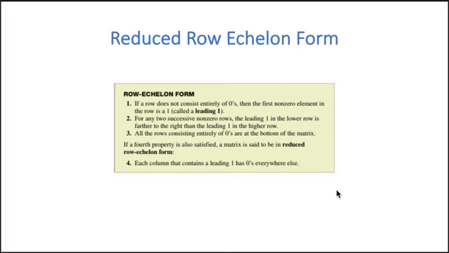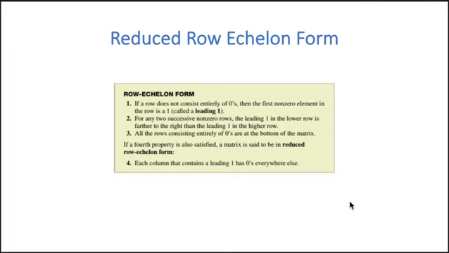We also need to understand what row echelon form means. To put an expression into row echelon form, we're going to make the leading term in that row, the first term in that row, a 1. So if a row does not consist entirely of zeros, then the first non-zero element in the row is going to be a 1. For any 2 successive non-zero rows, the leading 1 in the lower row is farther to the right than the leading 1 in the higher row. And all the rows consisting entirely of zeros are at the bottom.